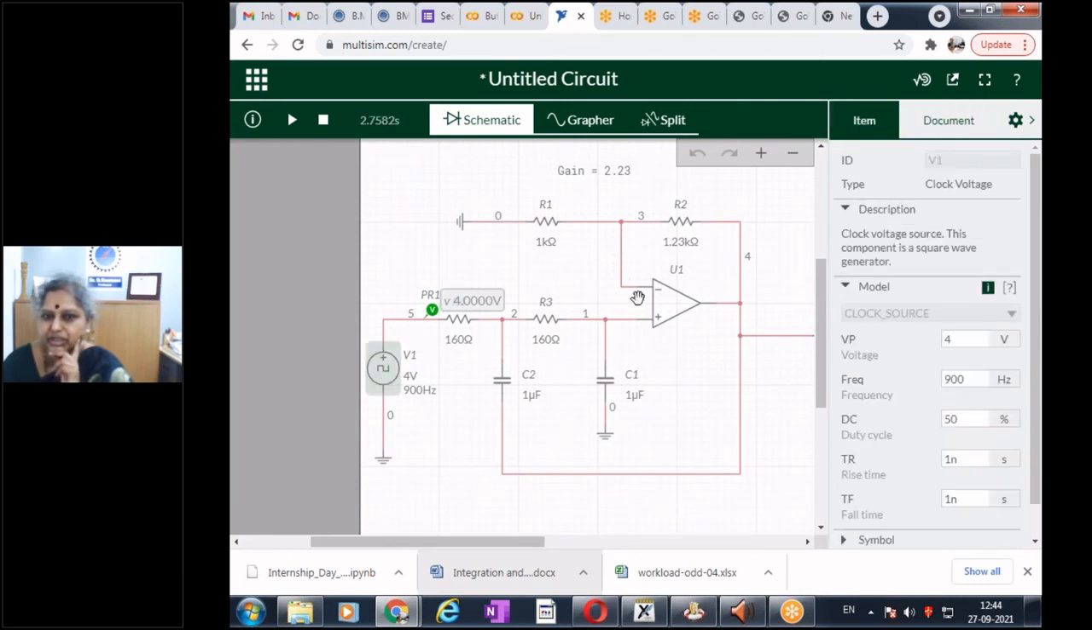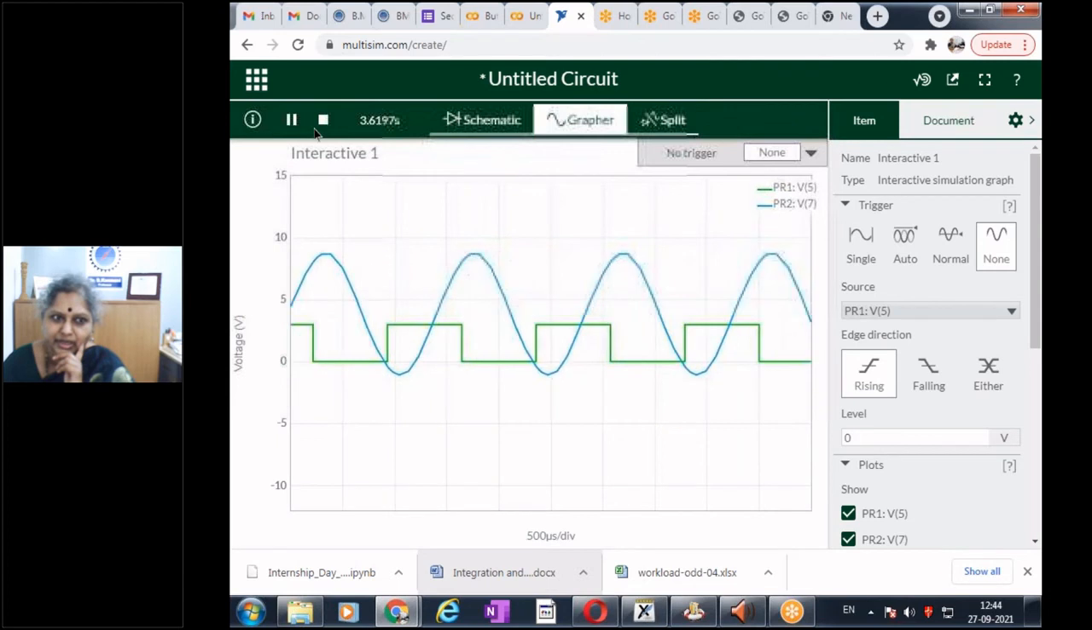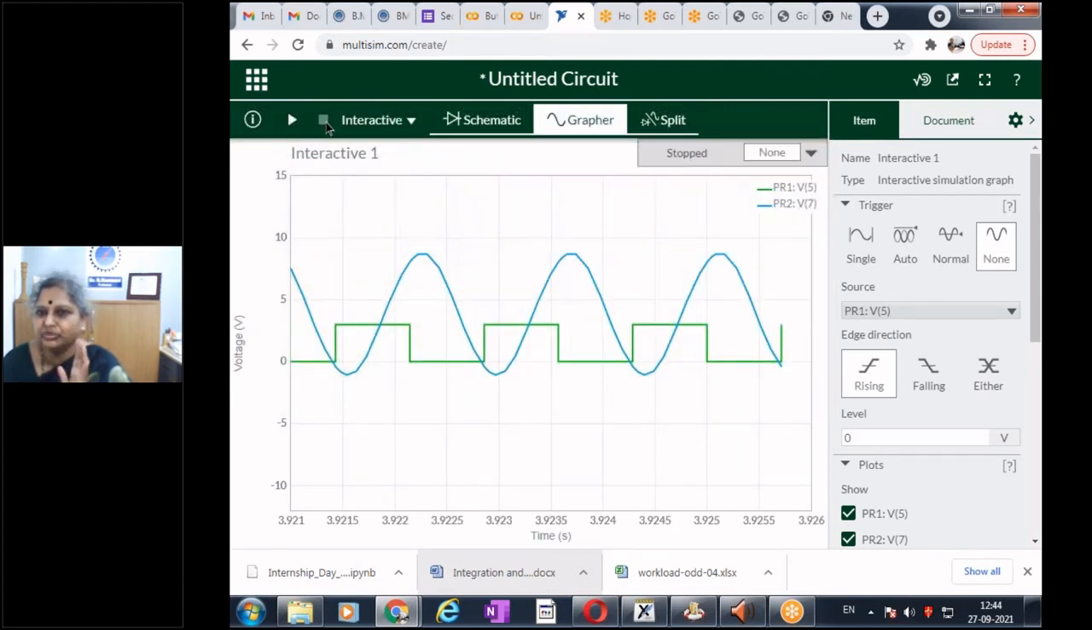You want to change the frequency? Let me change the frequency to 700 hertz, and let me make the amplitude 3 volts and 700 hertz. Let me run it and see the output, and let me stop it. What is the output you are seeing? I want someone to describe the output. We gave 700 hertz, 800, 900 hertz. We gave a square wave, and what did the square wave come out as? Did the square wave come out as a square wave, or did it come out as something else?